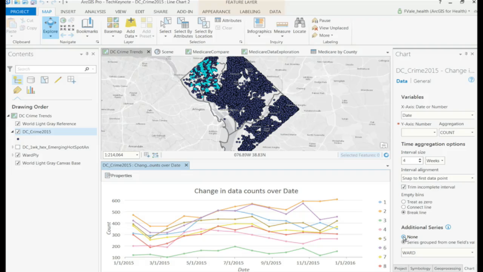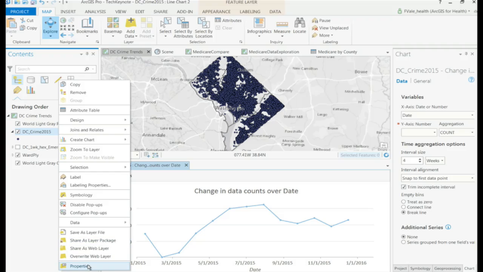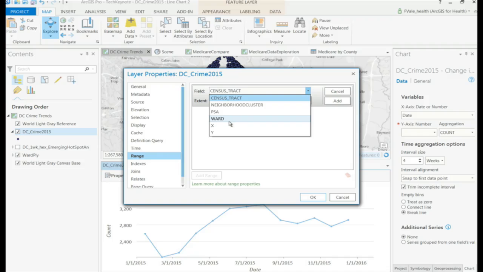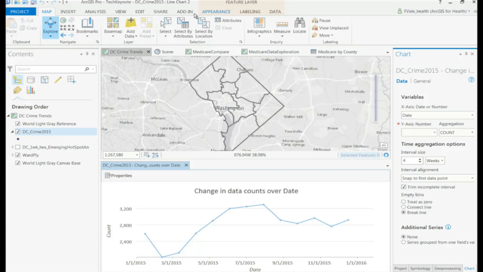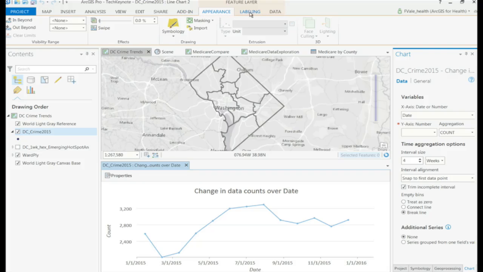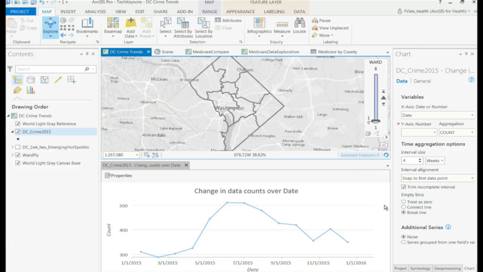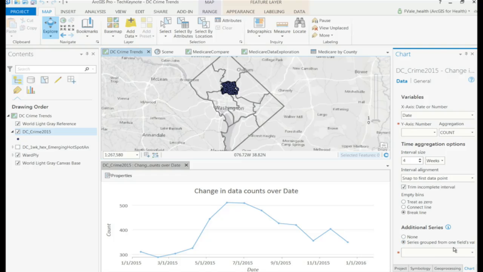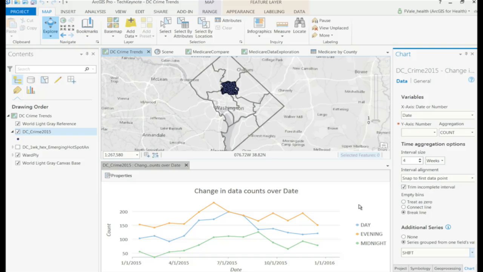Another cool way of exploring this data is by using a range slider. I'm going to create a range here for my data, and I'm going to use ward as that range because I want to explore each ward one at a time. As I go from ward to ward, now I'm just looking at the chart for that specific ward. And I'm going to add an additional series here and look at the shift that these crimes happened in. So day, evening, and midnight crimes.